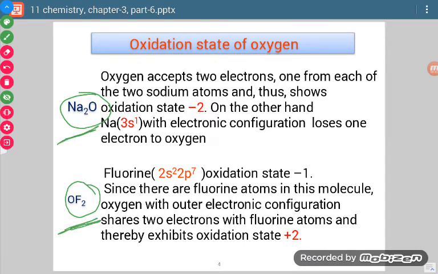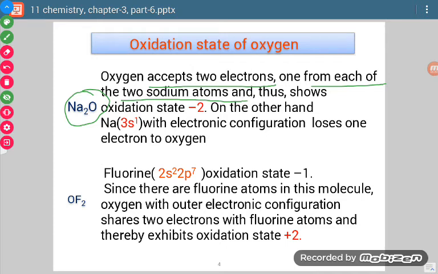Now, let us discuss one by one. First of all, let us take the molecule Na2O. In Na2O, oxygen accepts 2 electrons, one from each of the 2 sodium atoms. We know that sodium has 1 valence electron. Oxygen has 6 valence electrons, and if it accepts 2 electrons, then its octet of 8 electrons will be complete. Since it is accepting 2 electrons, its oxidation state will be -2. And sodium is giving 1 electron, so its oxidation state will be +1.